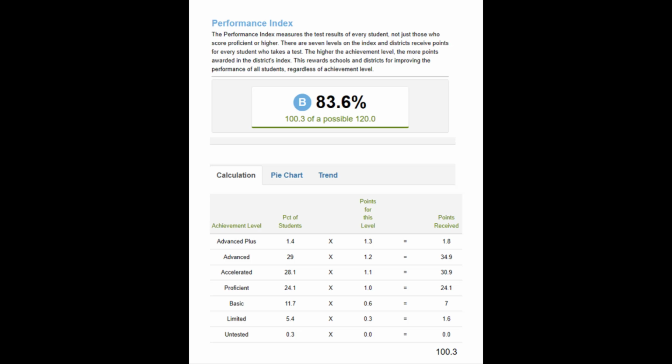On the local report card, they don't give you quite as much detail in the performance index, but they give you the percent of students at each of the levels of achievement. In this case, this district scored 103 of the possible 120 points for 83.6%, which gives that district a B. Notice that in this case, this particular school did have some students at the advanced level, and those points were weighted at 1.3. The total performance index is 100.3, but 83.6% puts them in the B range.